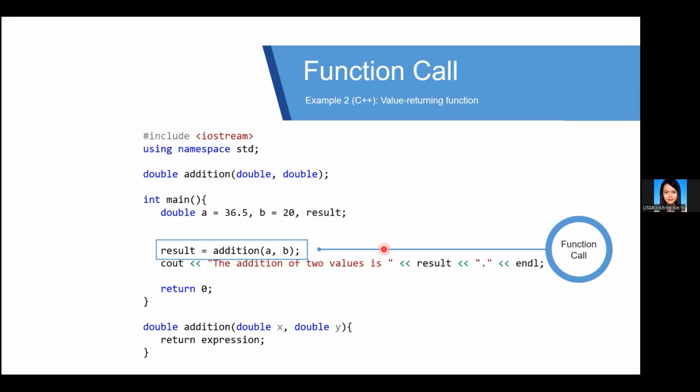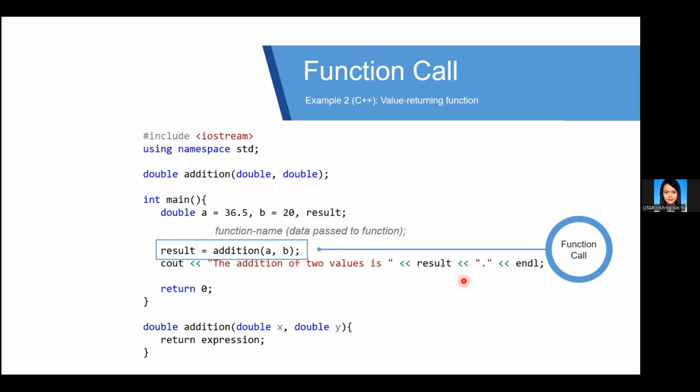Okay, then we look at the function call. If you look at the function call here, we have included the function name addition, and then we include the data passed to the function, which is A, B. But there is an additional variable that we have included here, right? The result equal to. So why? Before I explain this one, we try to understand the flow first.